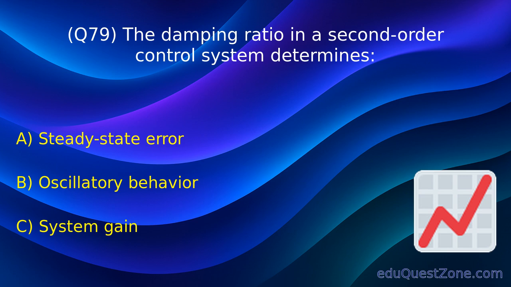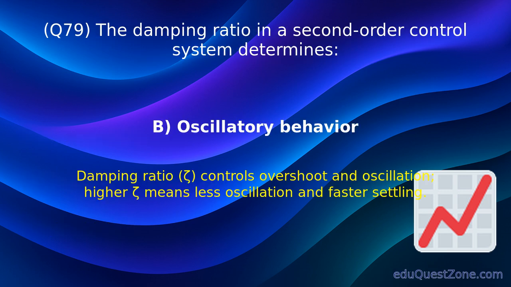Question 79. The damping ratio in a second-order control system determines. The correct answer is B, oscillatory behavior. The damping ratio affects overshoot and oscillations of the system.